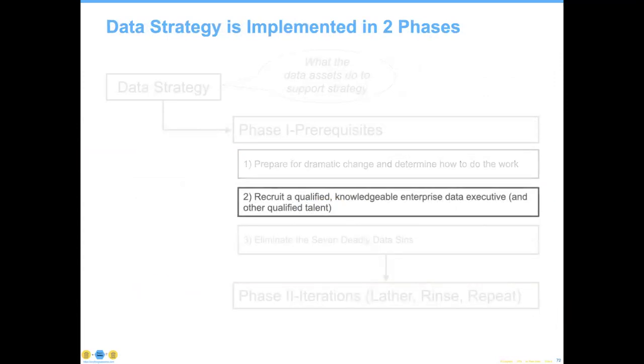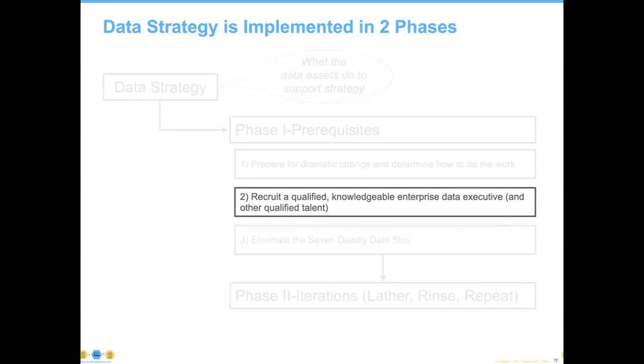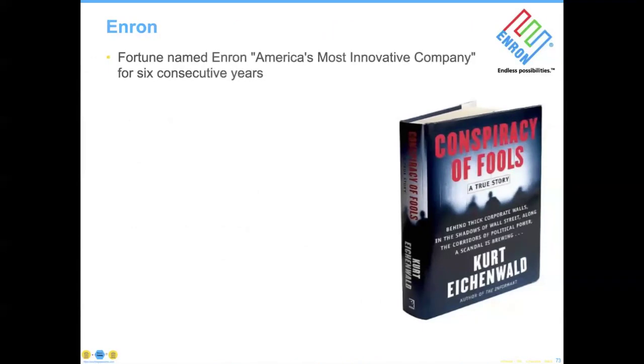Let's move now from dramatic change to recruiting a qualified, knowledgeable enterprise data staff. The first question that comes about is how does one recruit a qualified staff if one is not familiar with the process of hiring data people explicitly? You've gotten good at hiring IT people, but not data people.